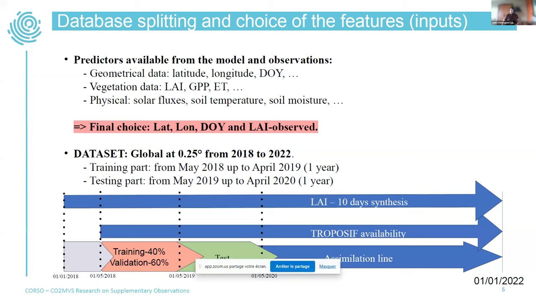And since we don't want to learn the model biases, we chose to use LAI observed by PROBA-V to train our neural network. So the data set is a global data set at 0.25 degrees of resolution to match the ERA5 resolution, from 2019, the start of TROPOMI instrument data, up to 2022. The training part will be from May 2019 up to April 2020, which represents roughly 1 year of data, and the testing part, which is independent, will be from May 2020 up to April 2021. This way, we are sure that the test and the train will not share any redundant values.